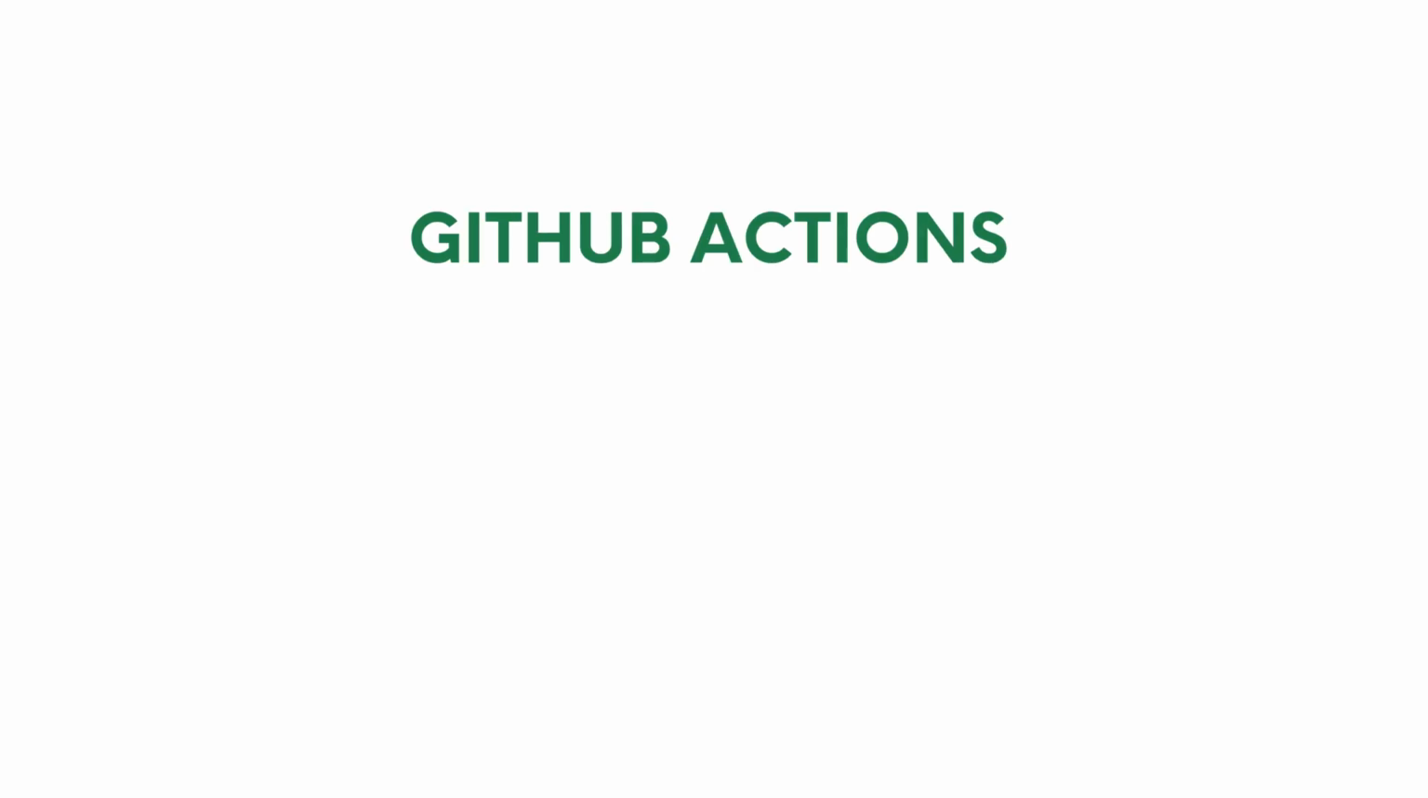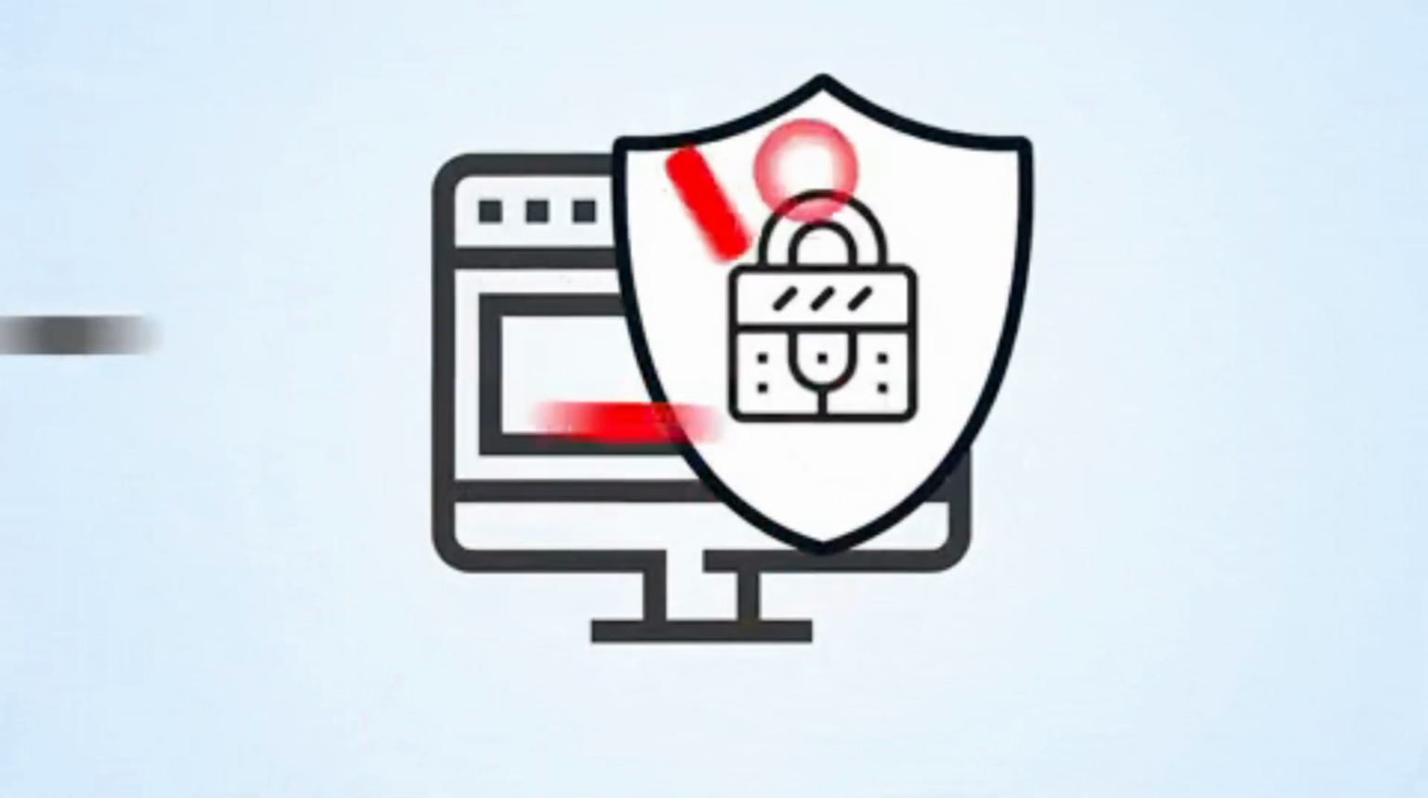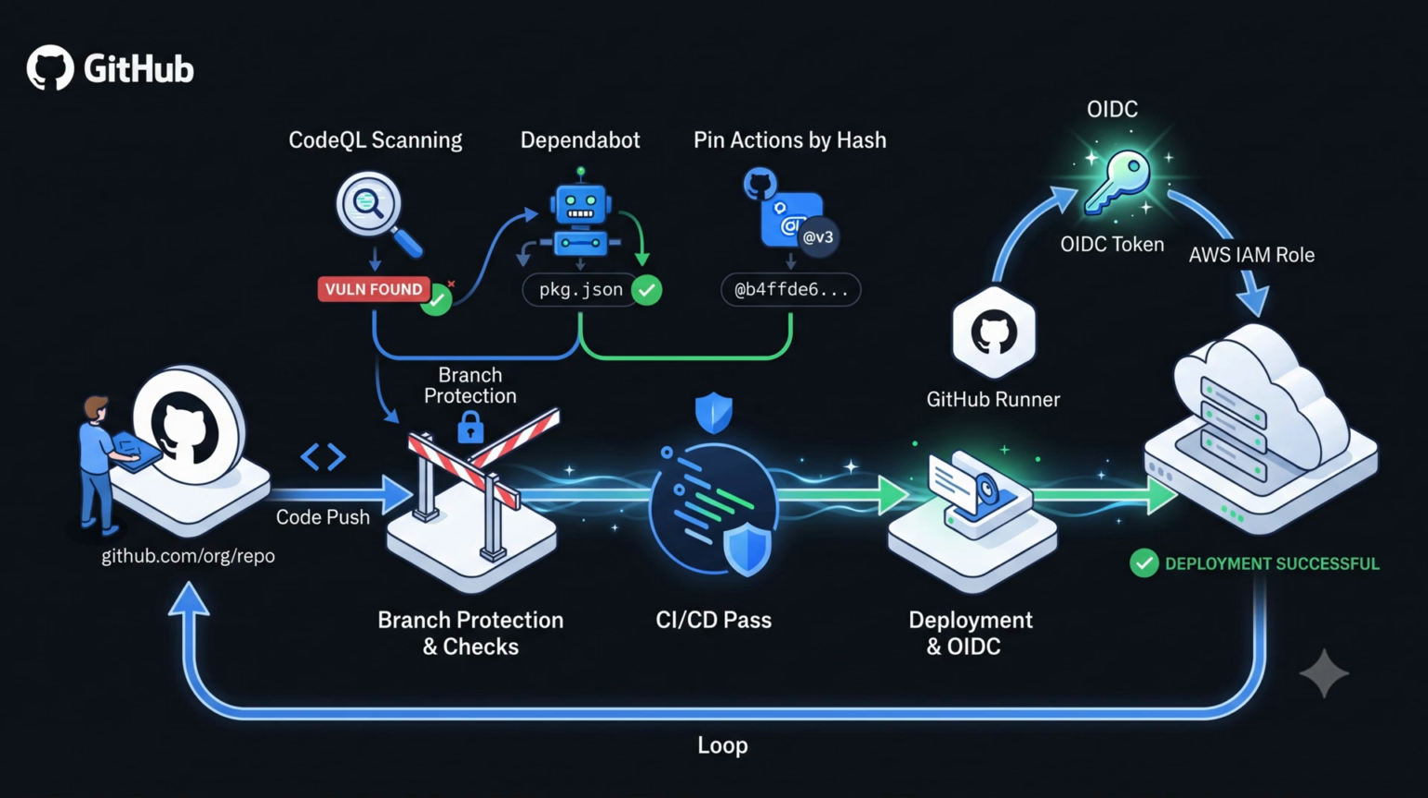But how do we keep these automations safe? Think of security not as a separate task, but as a filter your code passes through before it ever touches production. Looking at this diagram, we treat security as a multi-layered barrier. One, proactive prevention. Before we even build, we use CodeQL to scan for vulnerabilities and Dependabot to keep our dependencies patched and secure. Two, tamper-proofing. We pin our actions by SHA-256 hash to ensure that we're using the exact code we audited, preventing any surprise updates.